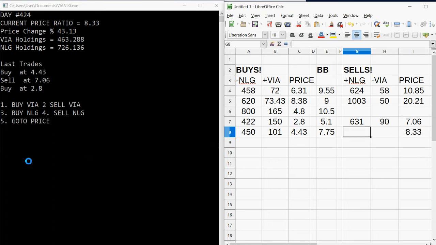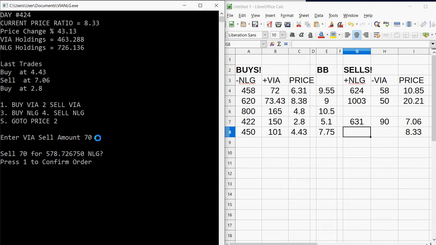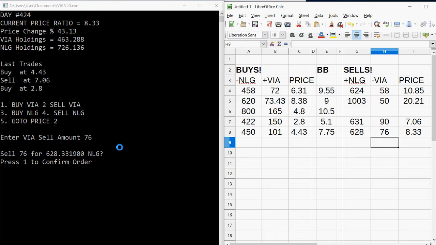But in this case here, the 833 is selling of the VIA. Last time it was a gain of 101. Let's take a fraction of that. Let's say about 70. You get back 578. You know, I wouldn't mind a little bit more. So we'll do 628 here, 76 here, another positive play.